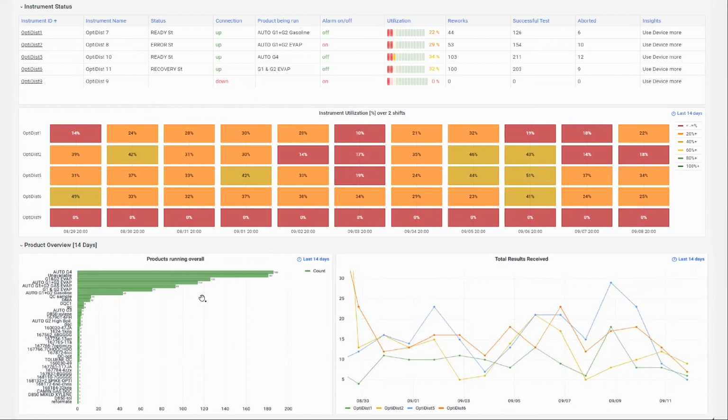Here you can see that you can plot the number of products running over the predefined time period, or the number of products running per each instrument per day. So you can do a lot of flexible analysis on this dashboard over time. So it's not just the real-time status, but also the business insights that you can get from the data set.